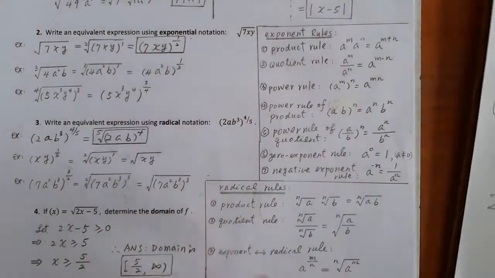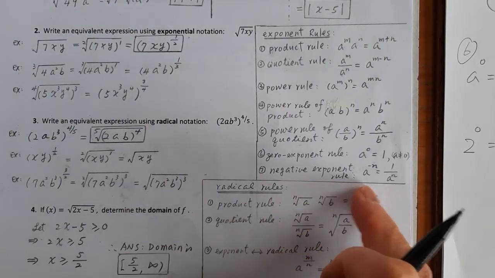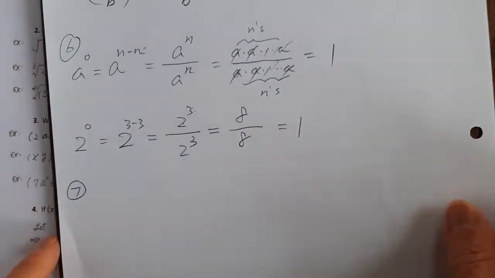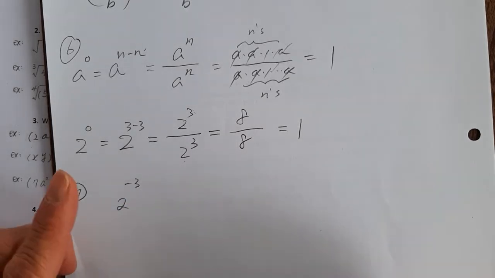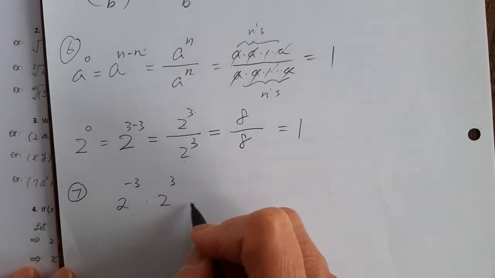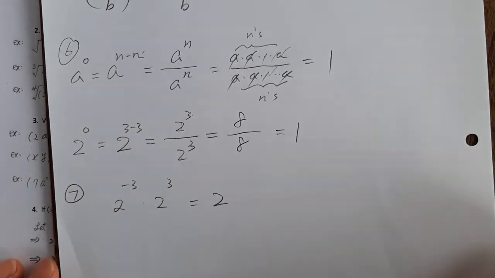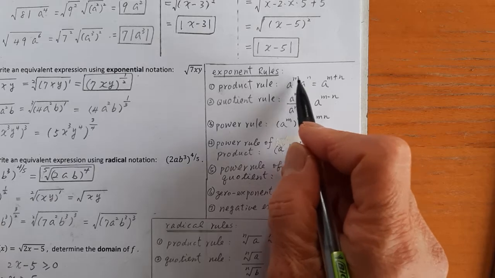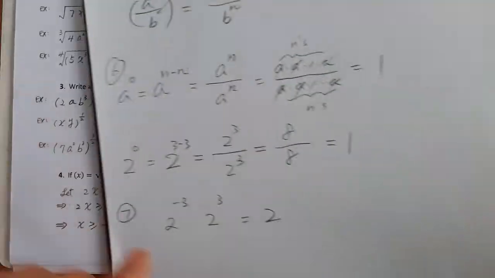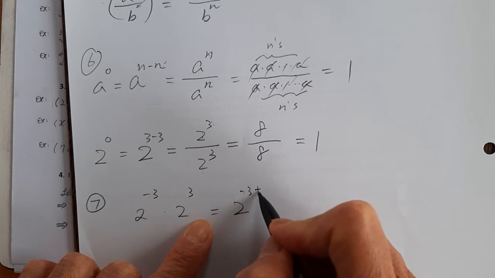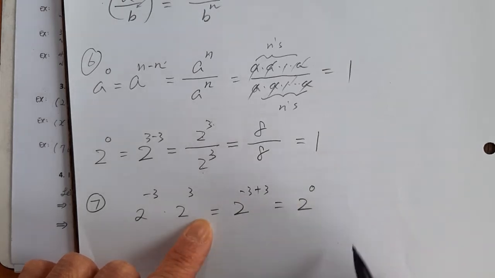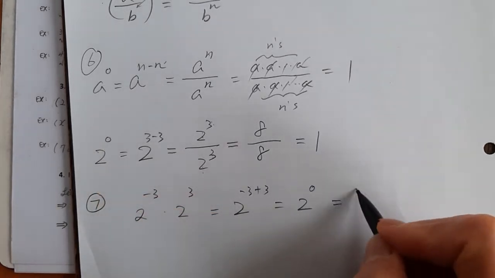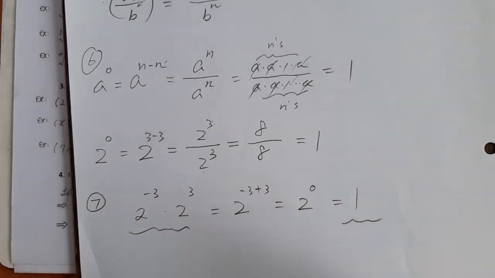And number 7 is the negative exponent rule. For example, 2 to the power negative 3. If you multiply by 2 to the power 3, use the product rule. The same base, you add exponents. Same base is 2, negative 3 add 3 equals 2 to the power 0. Negative 3 add 3 is 0. What is 2 to the power 0? Equal 1.